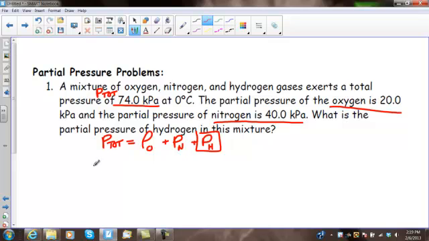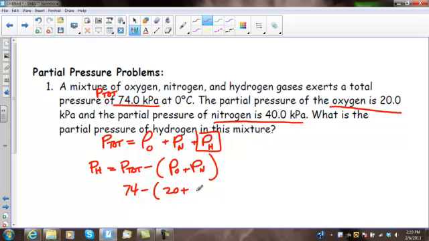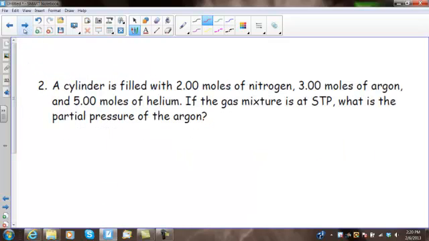So we're going to subtract from both sides. We'll be left with the P of hydrogen is equal to P total minus the P of oxygen plus the P of nitrogen. Our P total is 74 minus our PO is 20 plus nitrogen is 40. So basically 74 minus 60. So the pressure of my hydrogen is 14 kPa. So that's the formula, using it at its easiest capacity. Now I'm going to introduce a new formula.